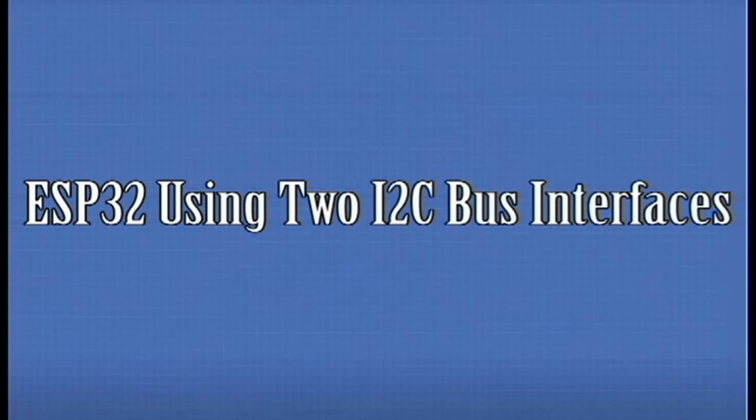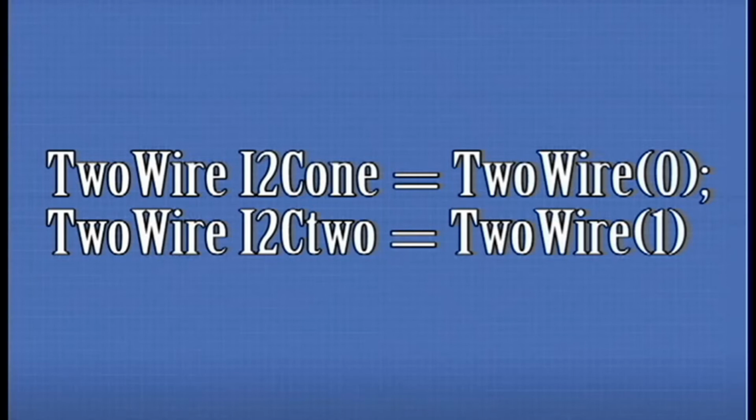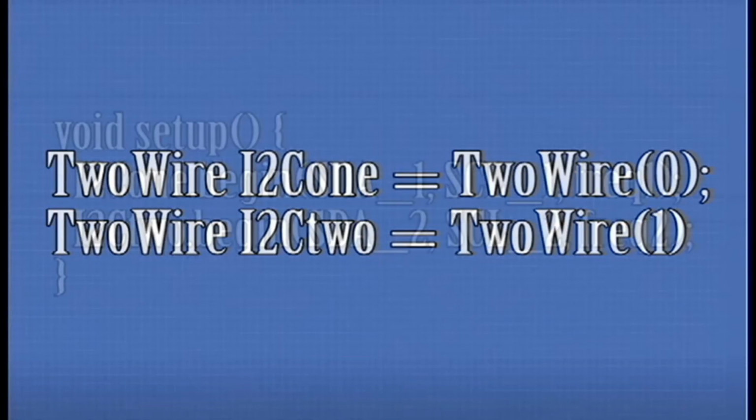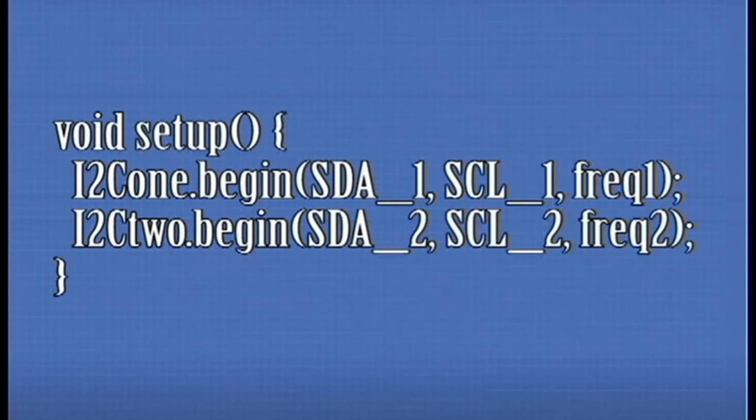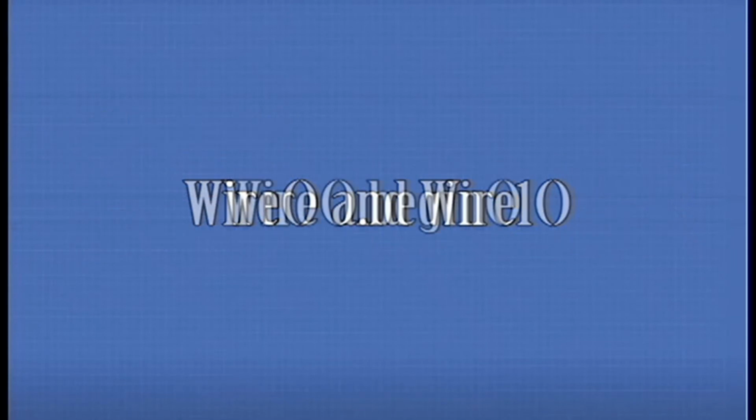ESP32 using two I2C bus interfaces. You can also use the two I2C buses that the ESP32 has. To use the two I2C bus interfaces of the ESP32, you need to create two TwoWire instances. Then, initialize I2C communication on your desired pins with a defined frequency. Then, you can use the Wire.h library methods to interact with the I2C bus interfaces. A simpler alternative is using the predefined Wire and Wire1 objects.